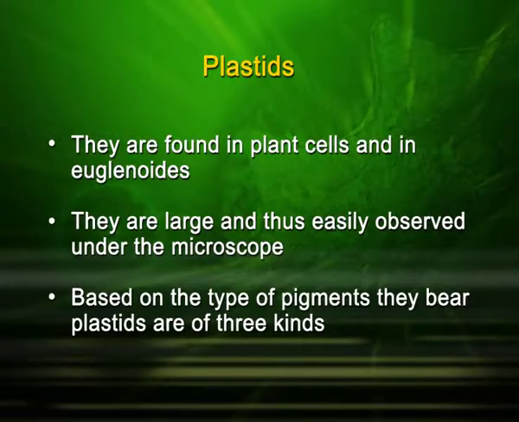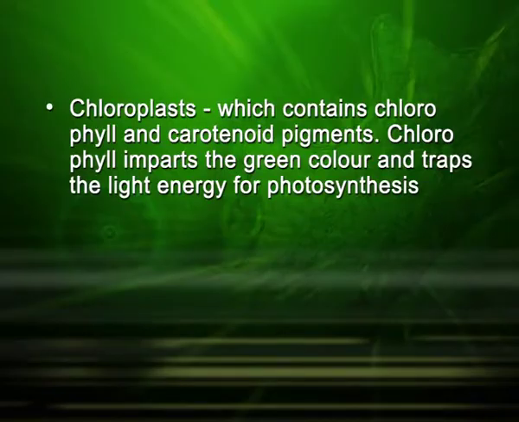Another organelle which is bound by a double membrane and found in plant cells is the plastid. The plastids are large and thus easily observed under the microscope. Based on the type of pigments, the plastids are of three kinds. First, the chloroplasts. These contain chlorophyll and carotenoid pigments. Chlorophyll imparts the green color and traps the light energy for the light reaction of photosynthesis.